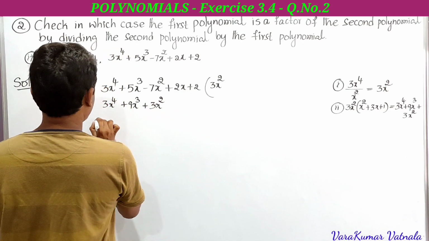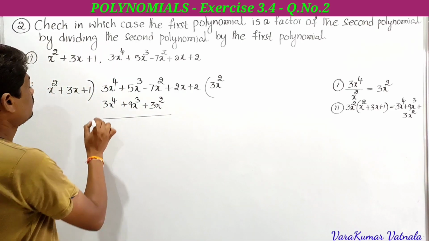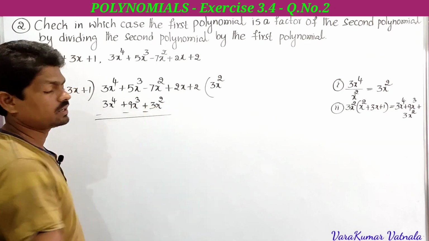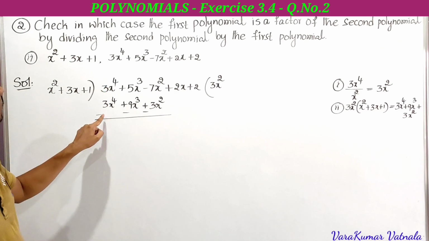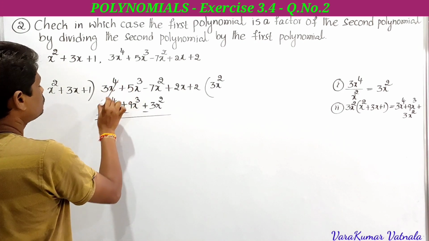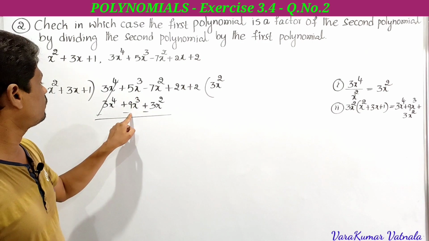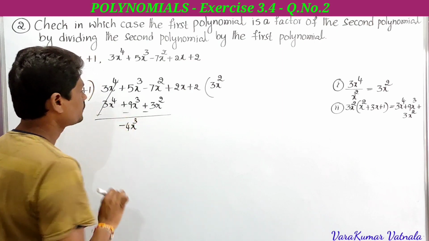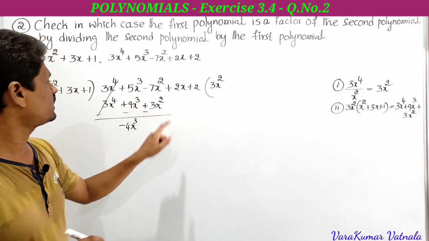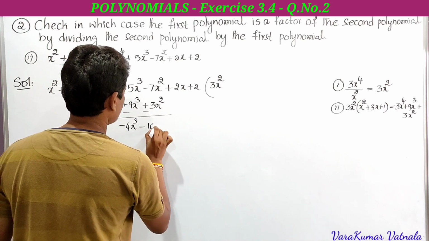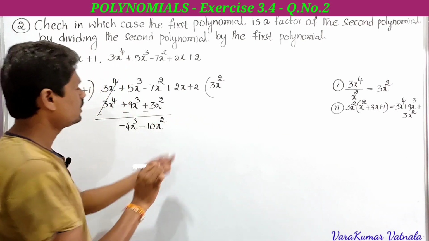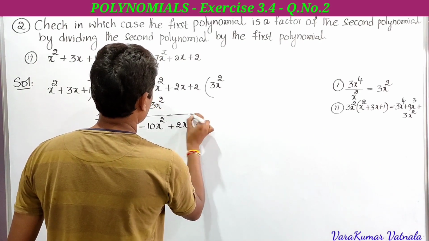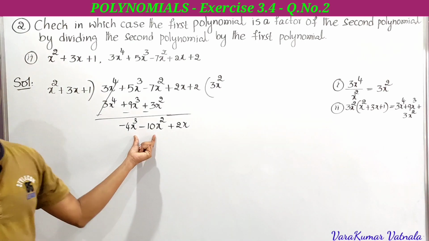So now how to subtract. Here this plus becomes minus, this plus becomes minus, this plus becomes minus. So 3x to the power 4 minus 3x to the power 4, these two get cancelled. 5x cube minus 9x cube, we get minus 4x cube. Minus 7x square minus 3x square, we get minus 10x square. So next take the next term, it is plus 2x. So take 2x.